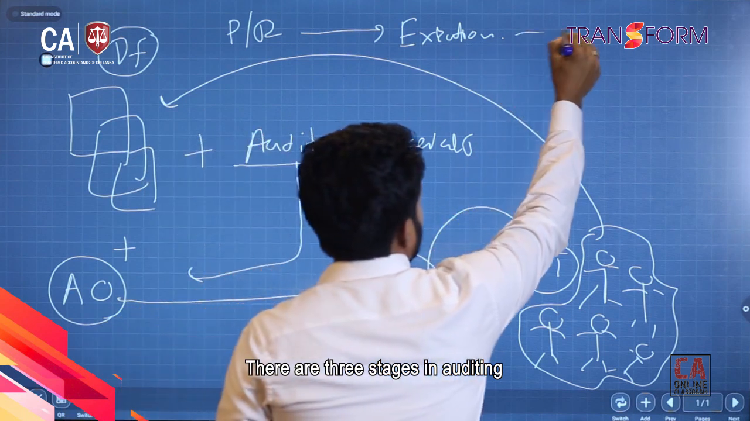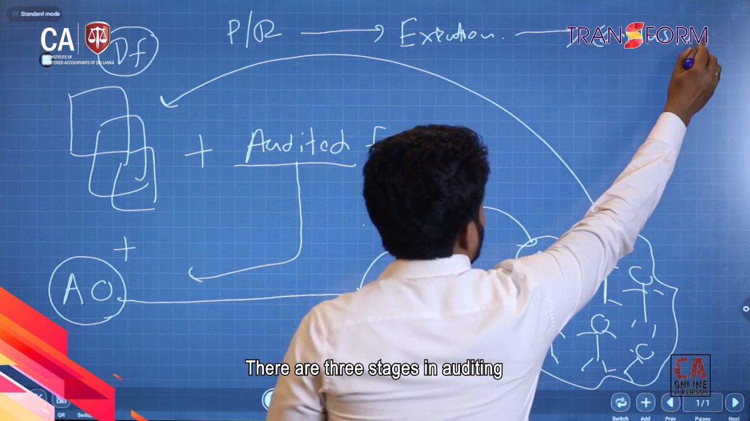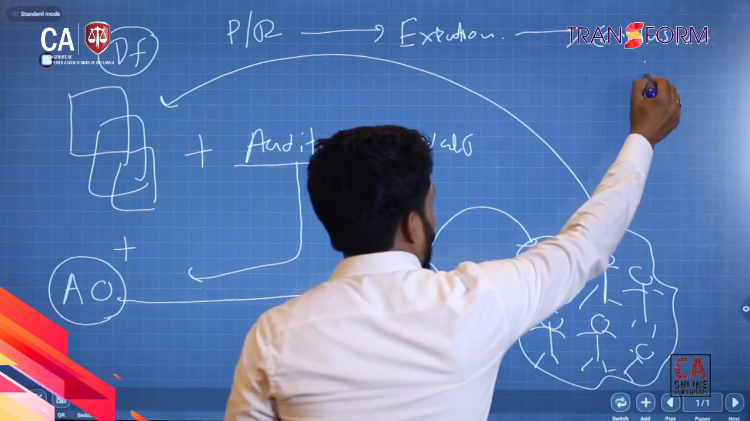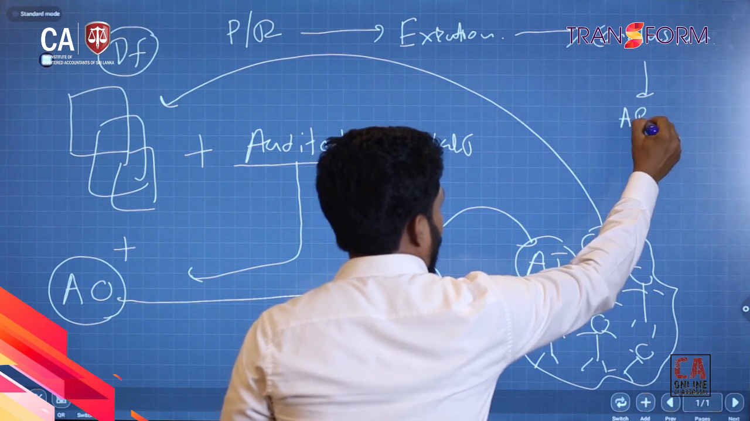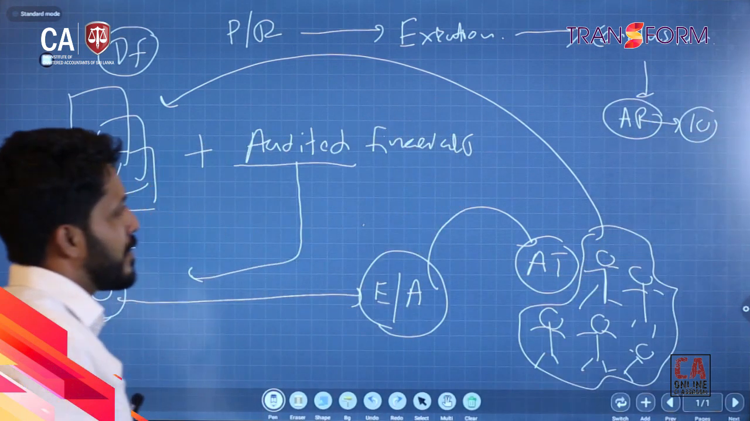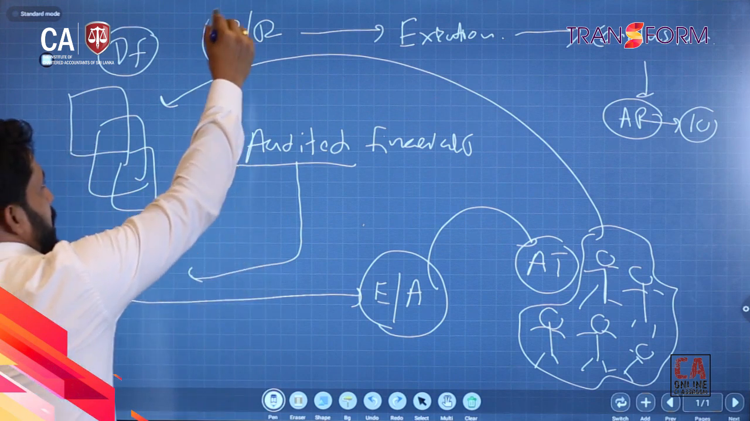And then conclusion. So then this conclusion stage we call as audit reporting. That's all about section 10. Right? So then planning and risk assessment.